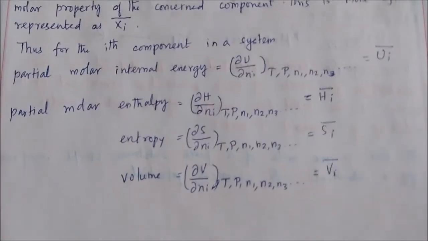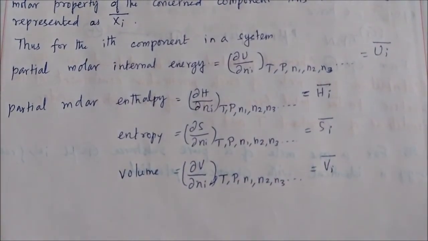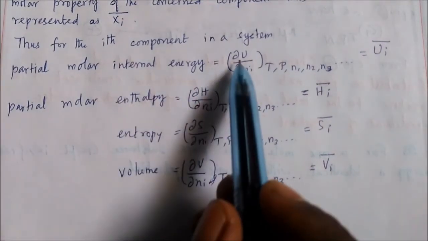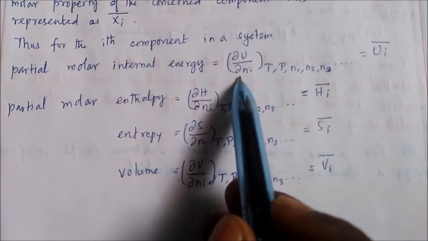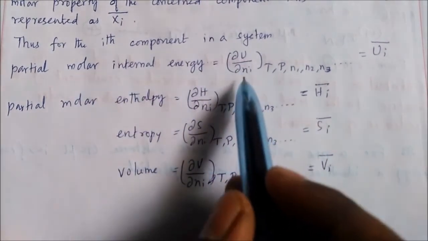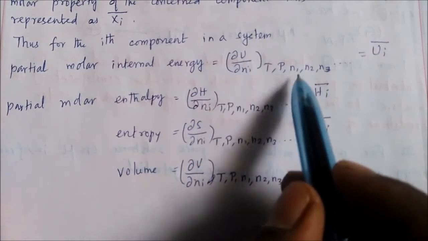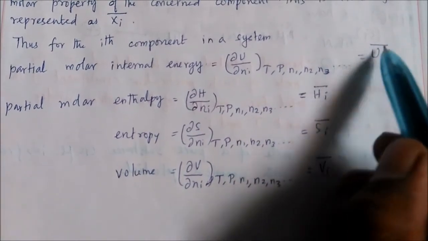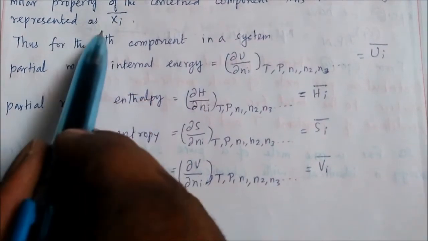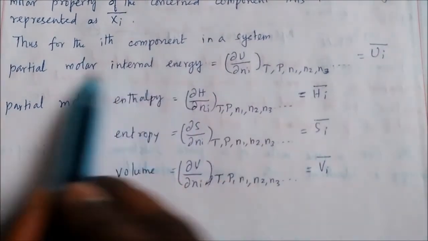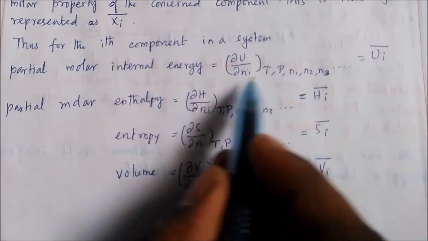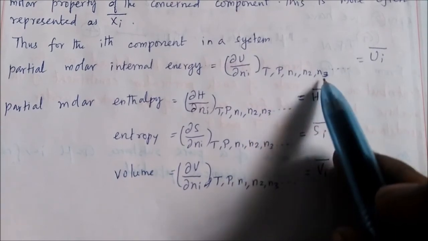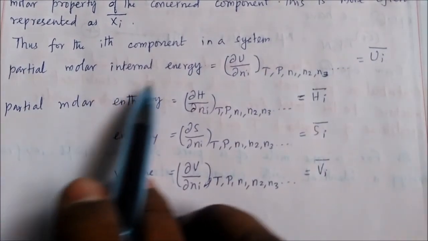Thus for the ith component in a system we can do this for any property. Partial molar internal energy is equal to dou U by dou ni at constant temperature, pressure and number of moles of the constituents present in the system, which is equal to ui bar. Here I said the property is generally represented with xi bar. So partial molar internal energy is represented with dou U by dou ni at constant temperature, pressure, number of moles of the constituents equal to ui bar, the partial molar internal energy.